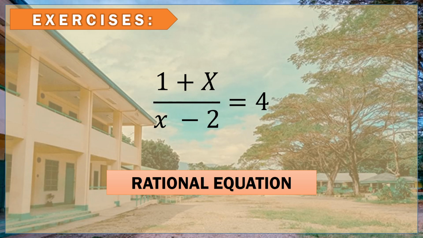Next given. Nakita na natin sagot. 1 plus x over x minus 2 equals 4. That is rational equation. Because we equate the rational expression into 4. So that is a rational equation.